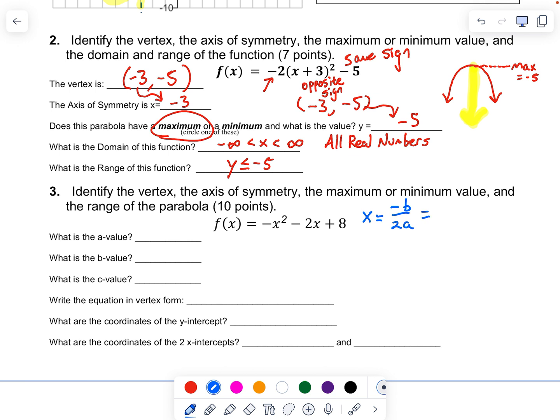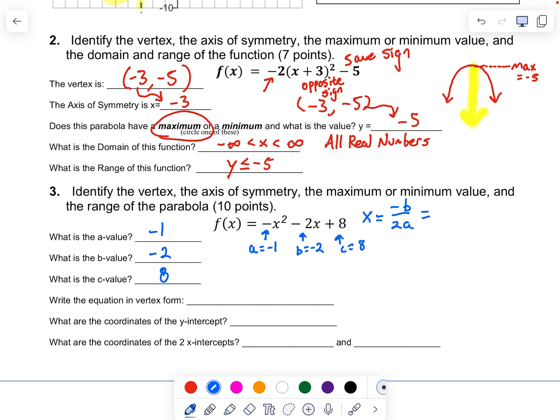What are our a and b values? Well, that's the first 3 coefficients here. There's our a value, and here it equals -1. Here's our b value, here it equals -2. Make sure to include the sign with those values. No x's, just the number. Our c value is equal to 8. We don't need it for our vertex, but we will need it later on. So the a value is -1, the b value is -2, and the c value is 8.